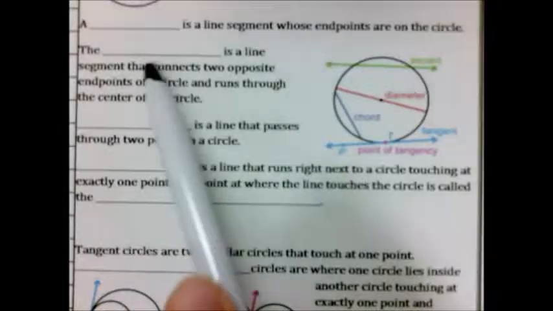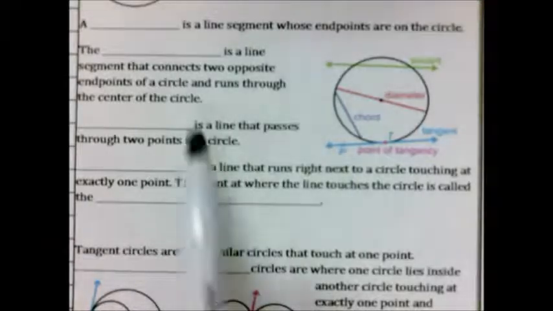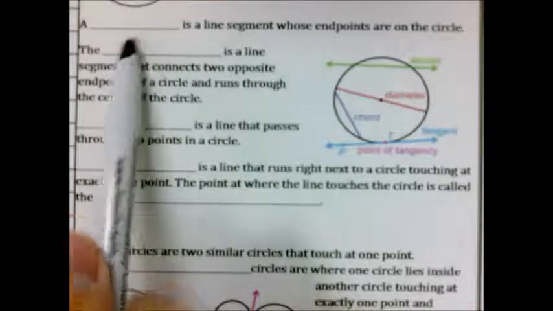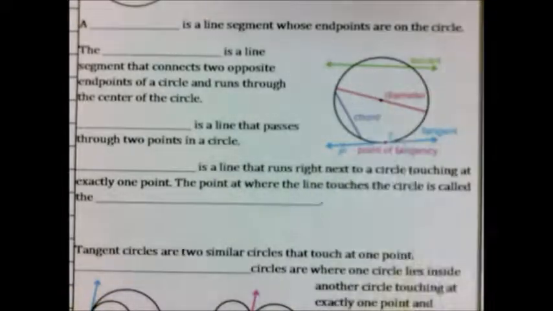The second one says the blank is a line segment that connects two opposite endpoints of a circle and runs through the center of the circle. This is more descriptive. It's still a chord, but more specifically, it runs through the center. That's called the diameter. The diameter is the line segment that connects two opposite endpoints, making it a chord, making it the longest chord of a circle, and running through the center of the circle.